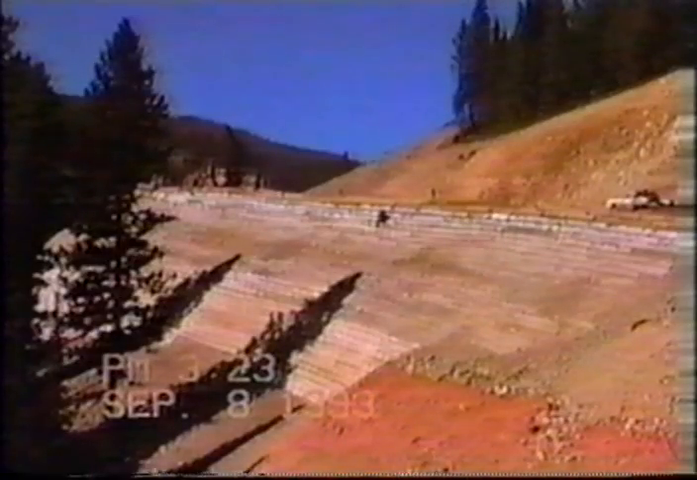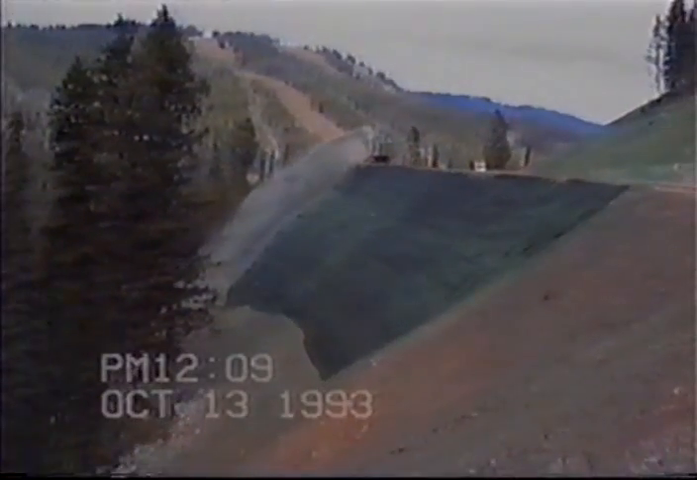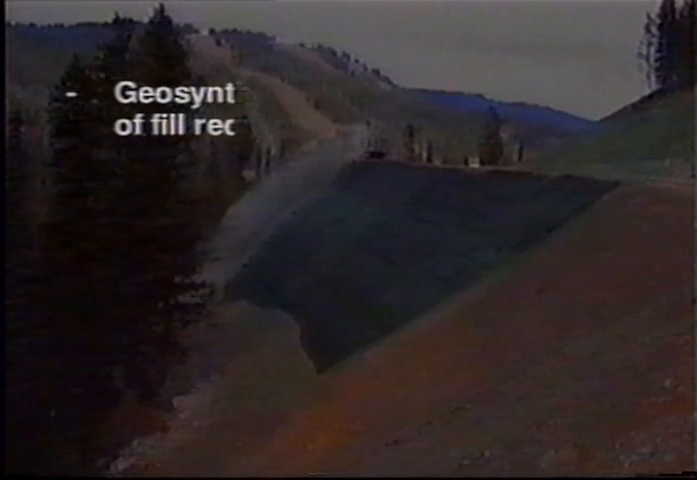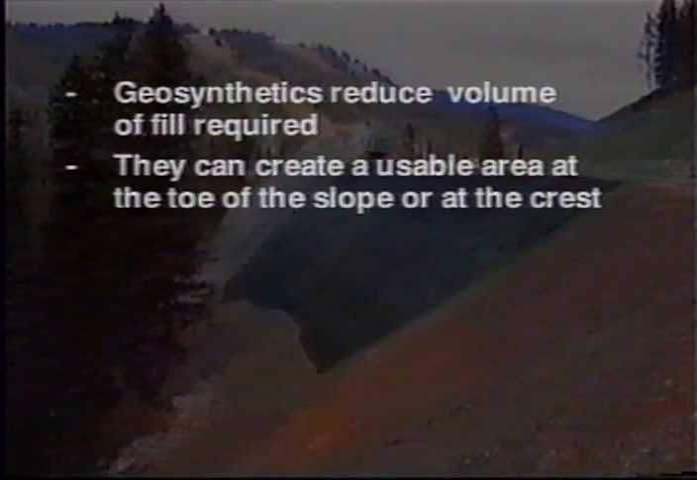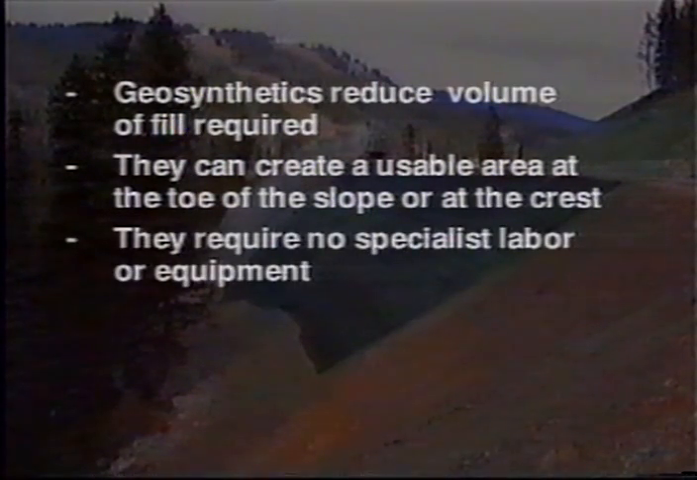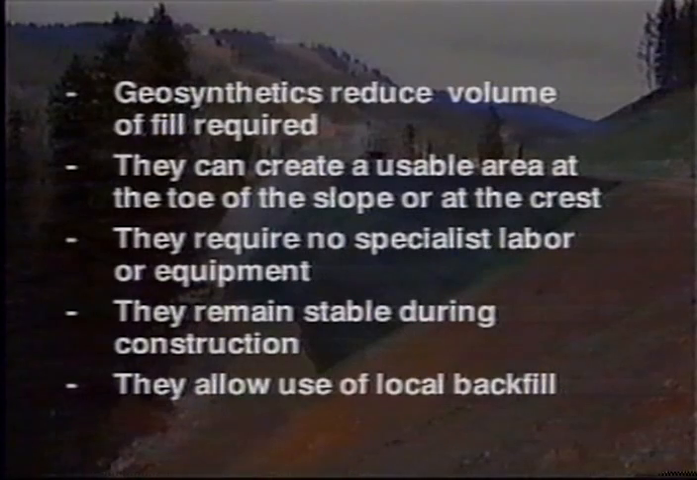Once the slope was completed, an erosion control matting was applied to protect the face and to provide a platform for hydro-mulching. Geosynthetics used in this manner can bring significant economies. They reduce the volume of fill required. They can create a usable area at the toe of the slope or at the crest. They require no specialist labor or equipment. They remain stable during construction. And they allow the use of local backfill. And backfill can represent 80% of the total cost of the slope.